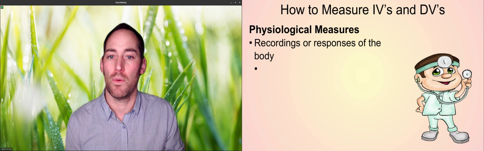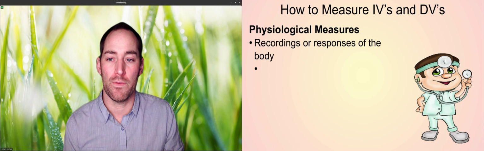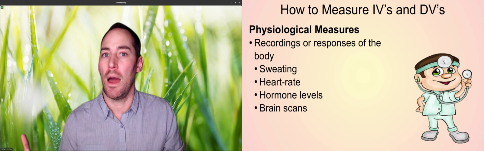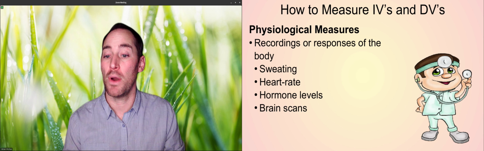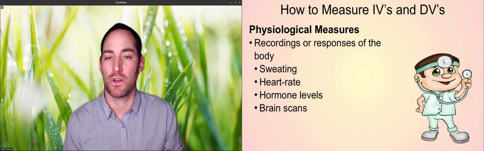Physiological measures are recording responses of your own body. So how much you're sweating, what is your heart rate, what are your hormone levels. Even brain scans are examples of physiological measures.